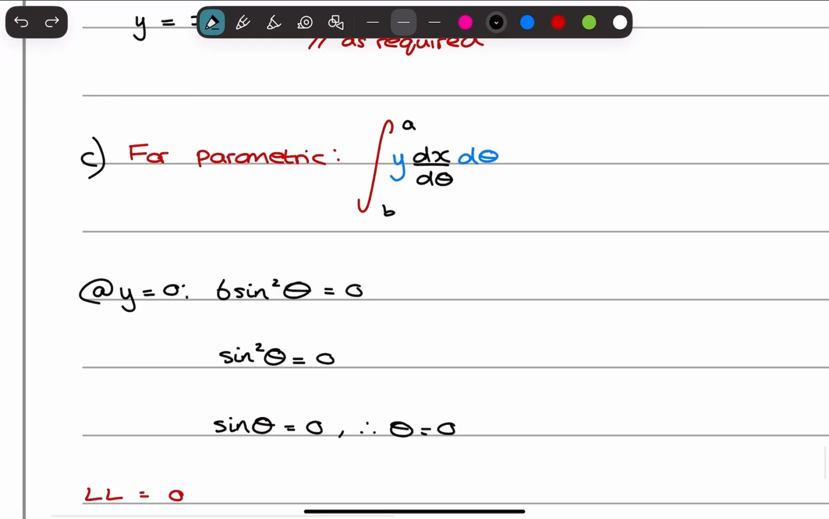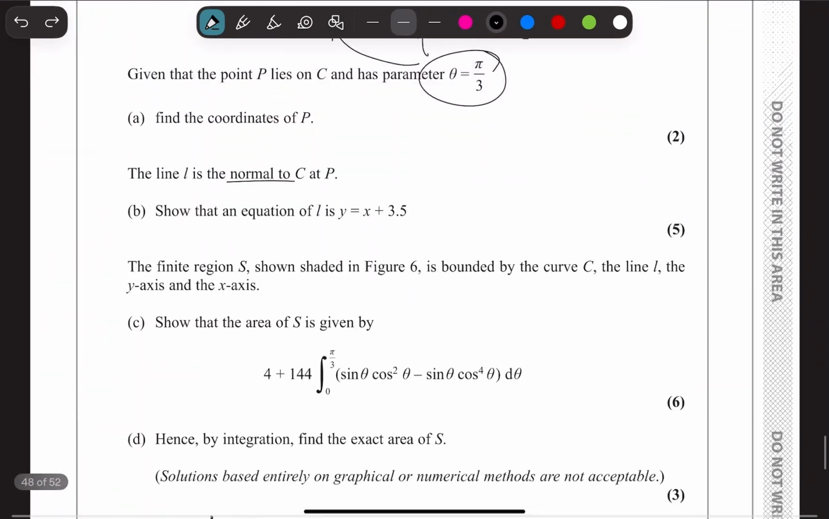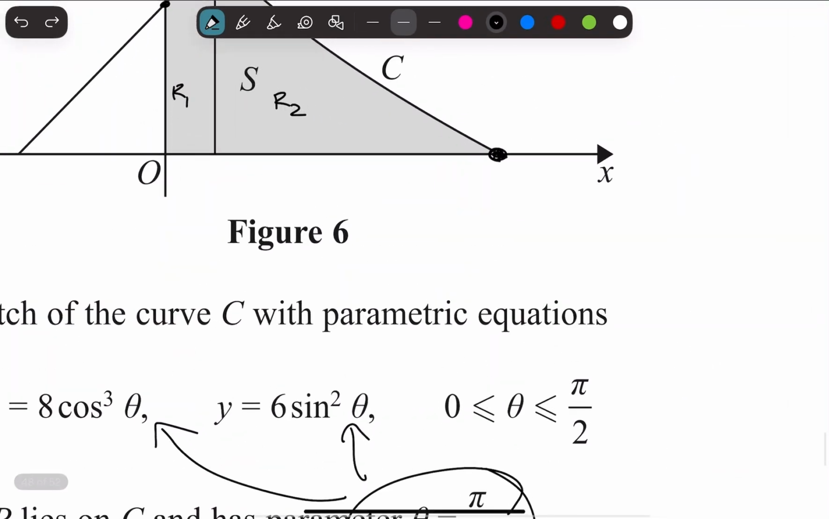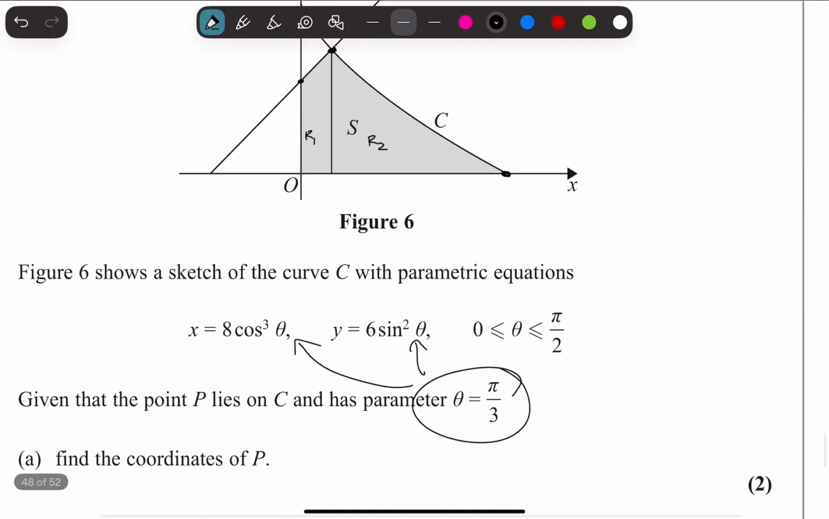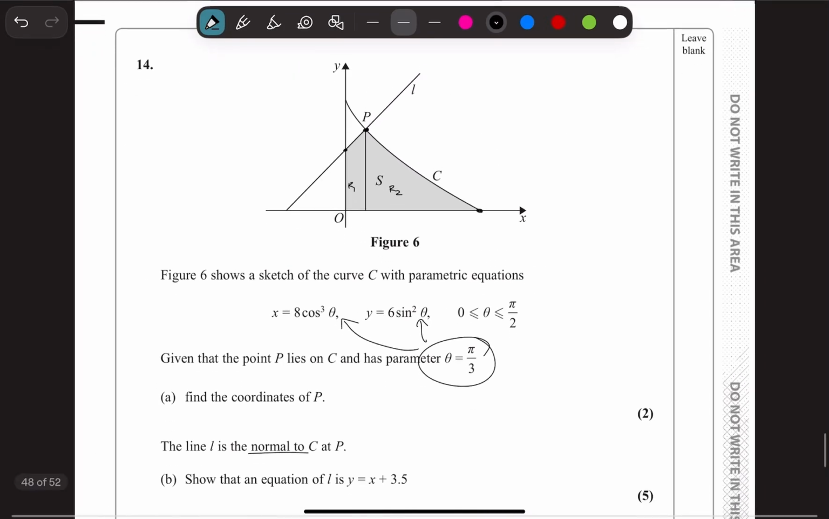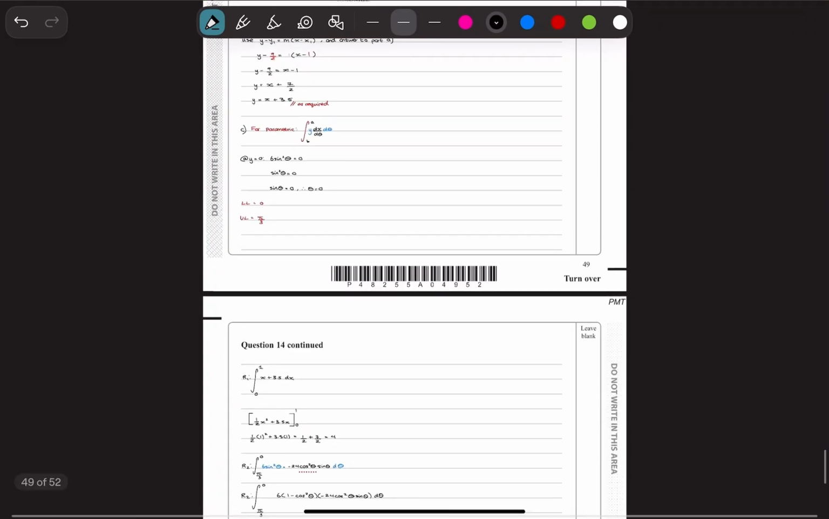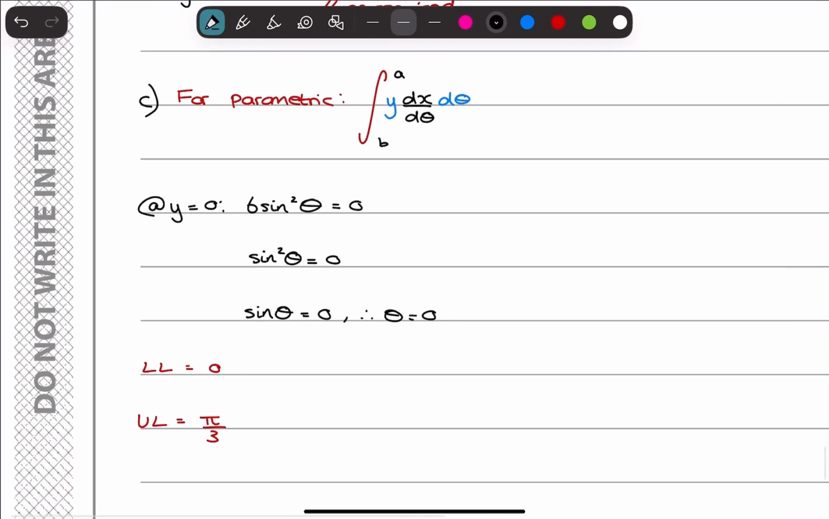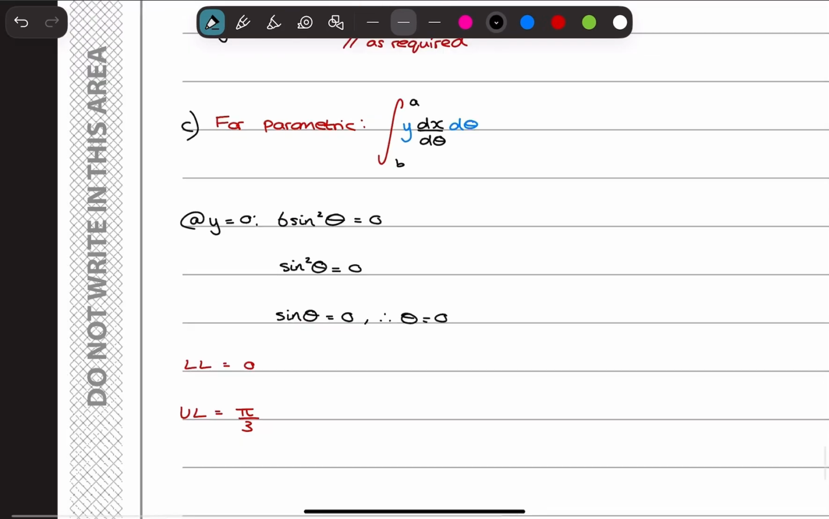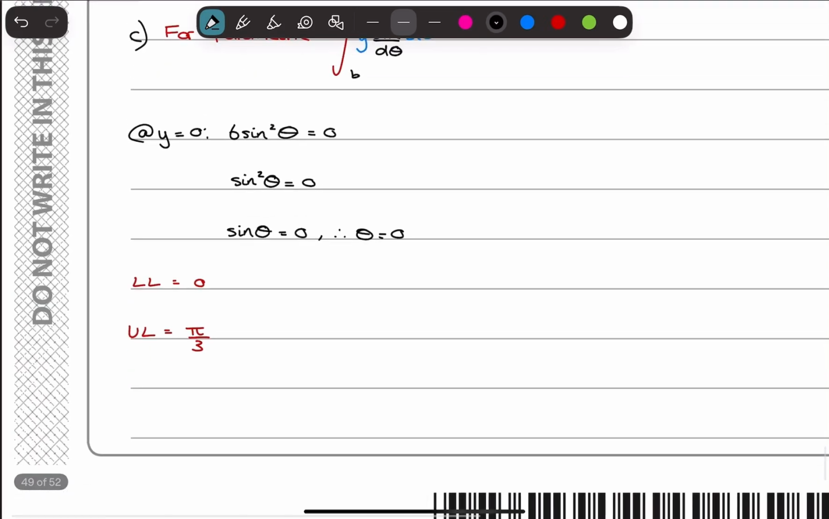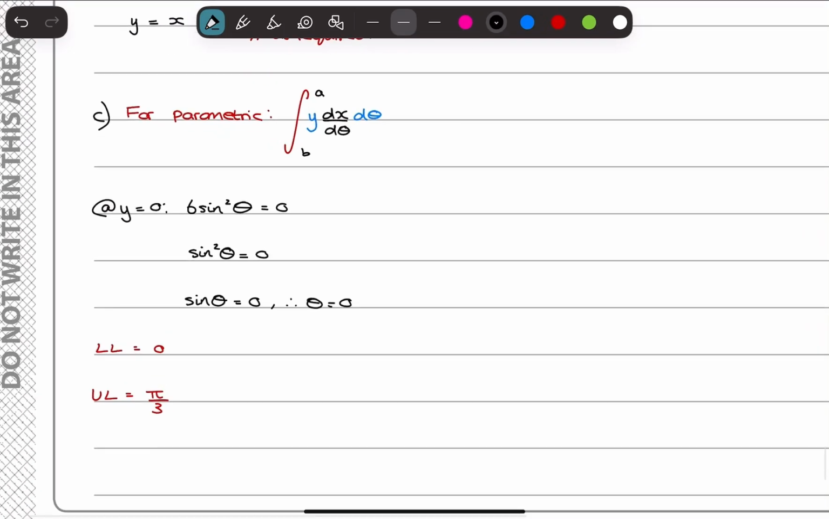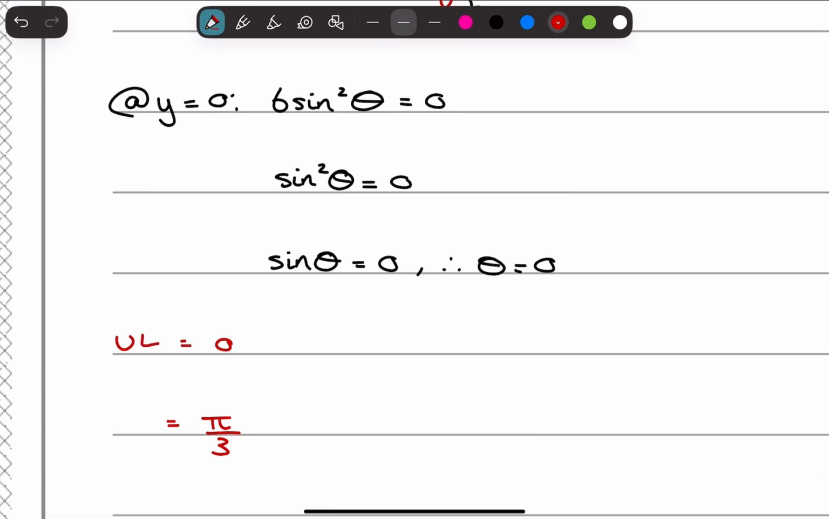So in terms of the limits, we want to find this point here, and this point is where y is equal to 0. So we need to find where y is equal to 0. We just set 6 sine squared theta equal to 0. And you should know straight away that whenever you have a sine function like this equal to 0, theta will just be 0. So we can set our limit to 0. This is wrong, and I'll explain why that's wrong. This should be the upper limit. This should be the lower limit.